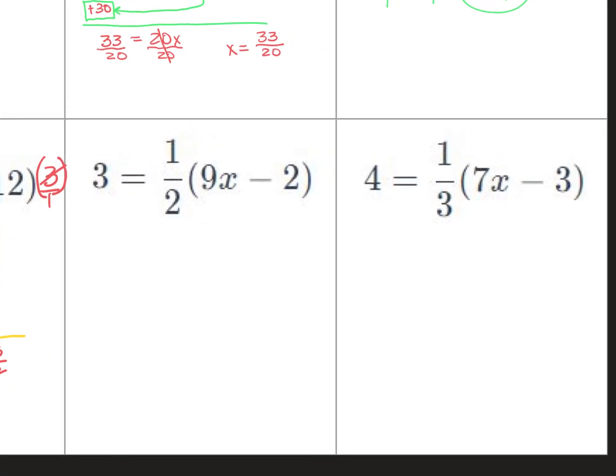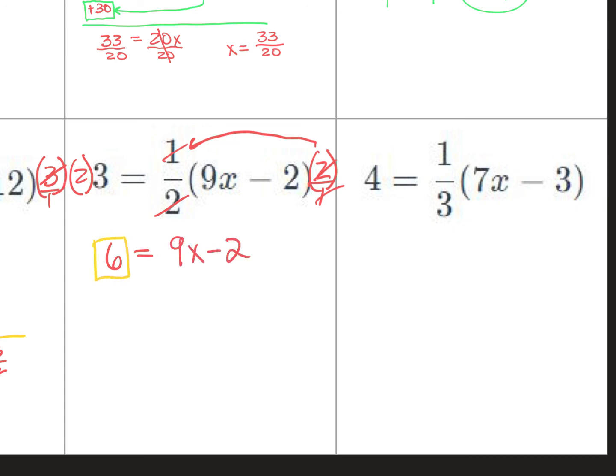Last two. I see this 1/2. 3 equals the quantity 1/2 times the quantity 9x minus 2. Instead of distributing now, let's make it simple and multiply by 2 to fight against that 1/2, because we can multiply in any order. So we'll multiply these two together, and 2 times 1/2 is just 1, or else the 2 on the top cancels the 2 on the bottom, and vice versa. So they fight against each other. They battle it out. 6 equals 9x minus 2.